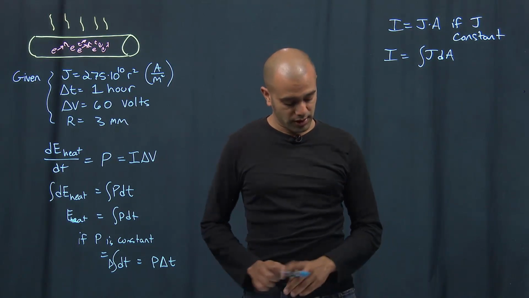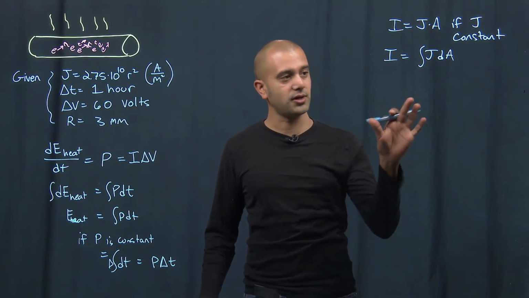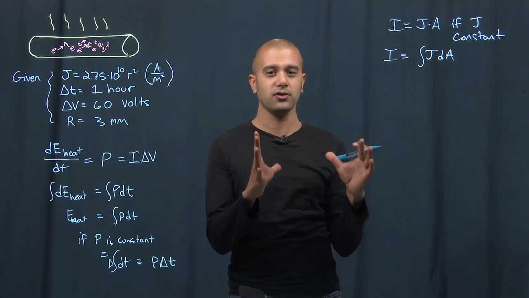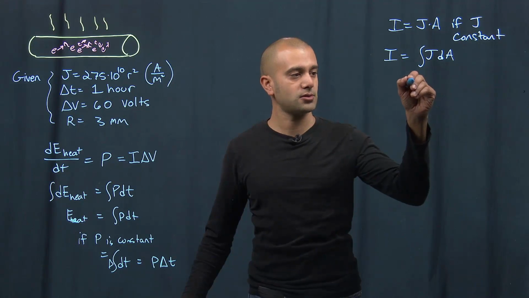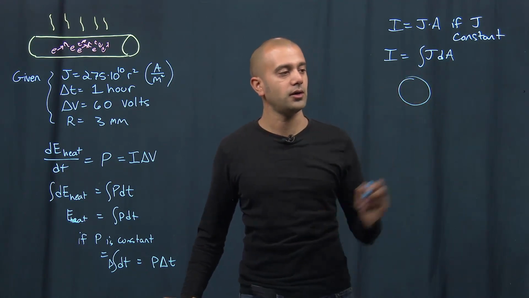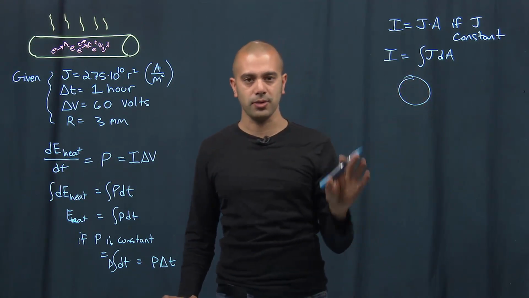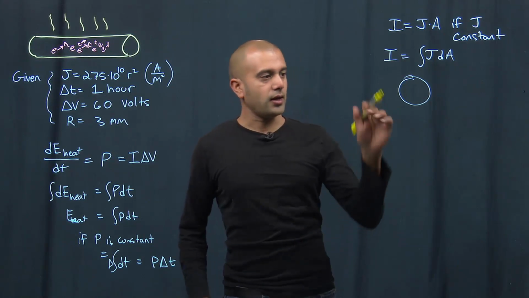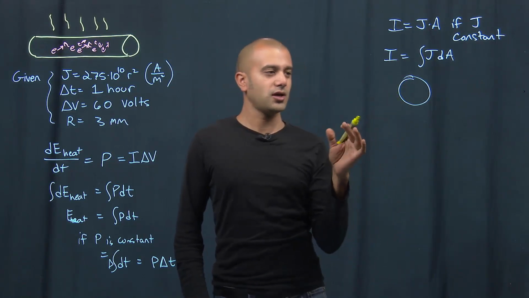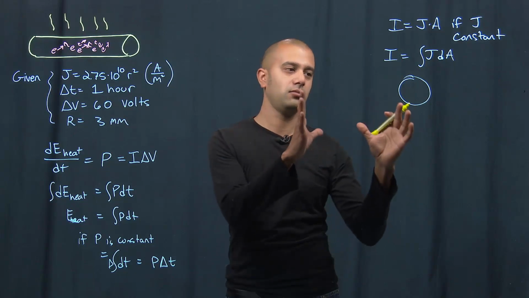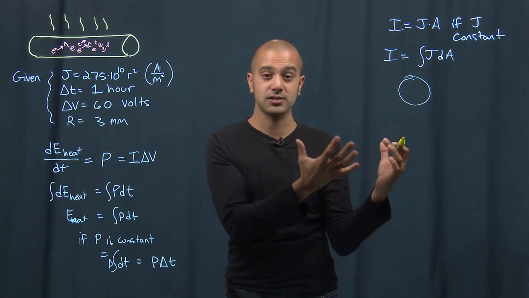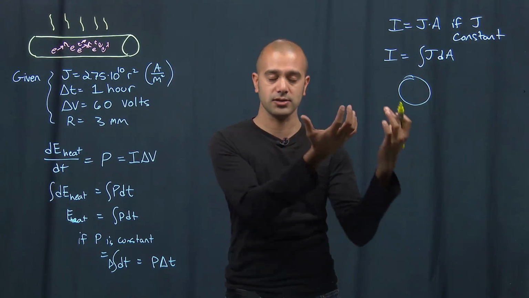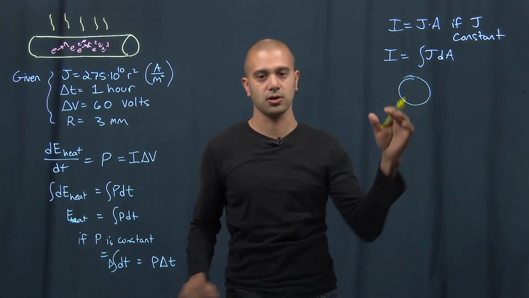Before we do that, though, let's get a visualization and a feel for what the current density actually looks like in this wire. So let me draw a cross-section of the wire here, and I want you to do the same on your page. In that cross-section, I want you to shade where the current is very dense and where it's not as dense. Where you think it's going to be dense, shade it much, much darker than other areas.